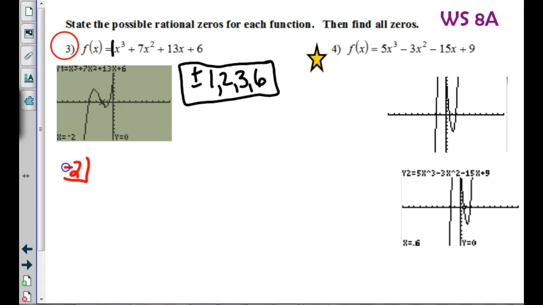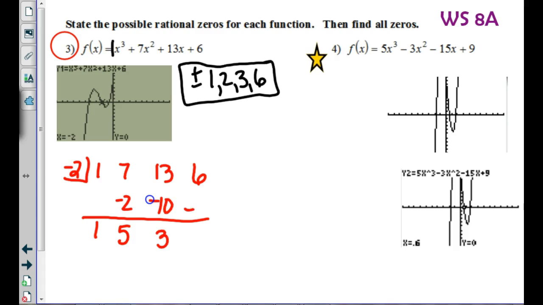I put negative 2, and I have 1x cubed plus 7x squared plus 13x plus 6, so I don't need any 0 placeholders. I bring this down. I do negative 2, 5, negative 10, 3, negative 6, 0. Then what? How do I find all the rest of the zeros?